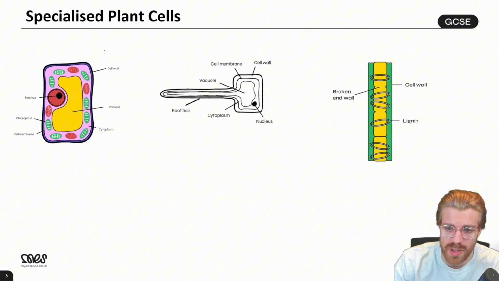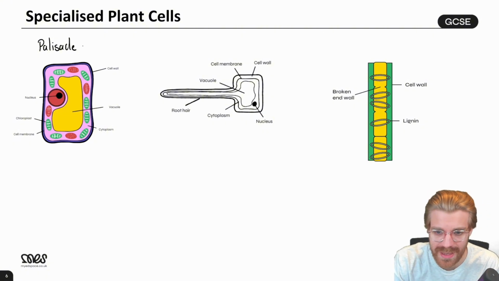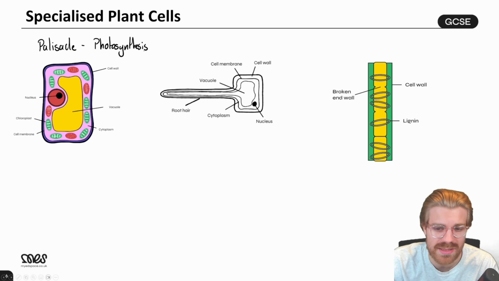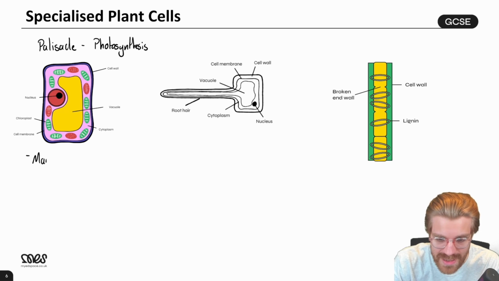Our first example of a specialized plant cell is a palisade cell. And the function of the palisade cell is to carry out photosynthesis. They would be found in the leaf, the main photosynthetic organ of the plant, and they are there to capture as much light as possible for the photosynthesis. So the adaptations of the palisade cells, the first one is that they have many chloroplasts.